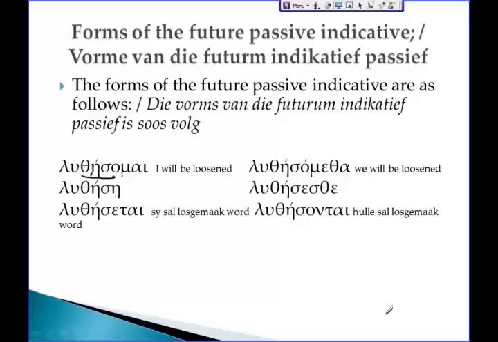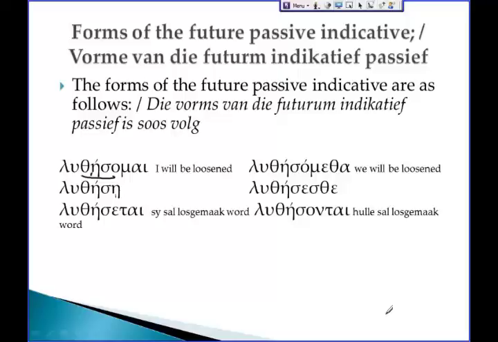Hulle sal losgemaak word. They will be loosened. I just mixed English and Afrikaans. And then sy sal losgemaak word. Okay? Again, will you be able to remember this? Actually, you don't have a choice. Okay? We don't have a choice but to remember it. Jandre? Het ons gekies. There's always a choice in life, but here you don't have a choice. We have to remember this.